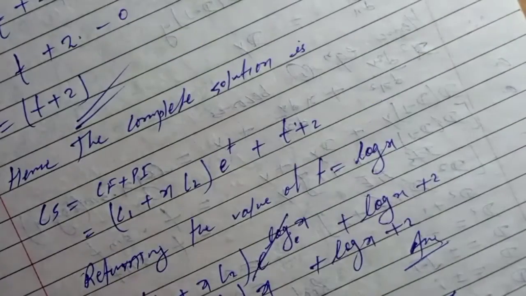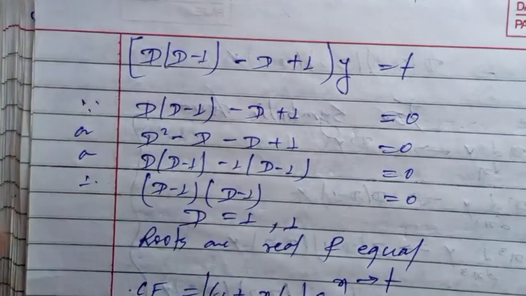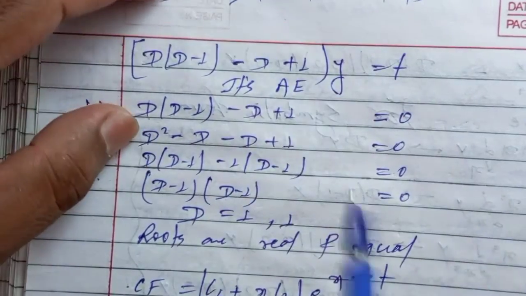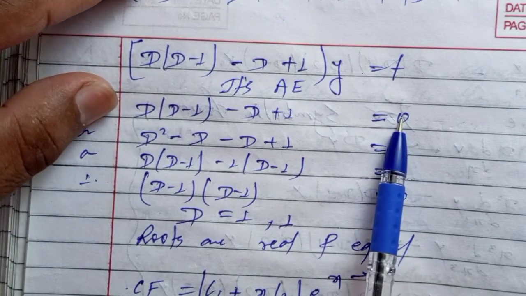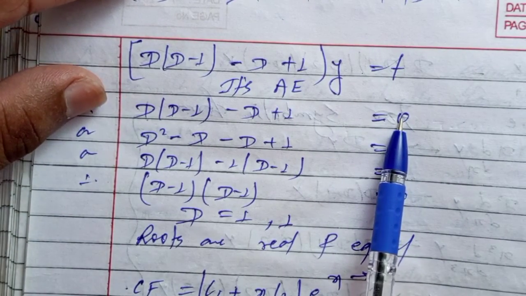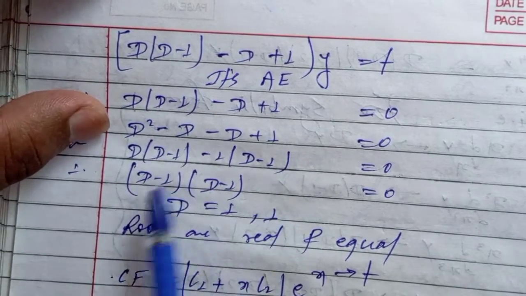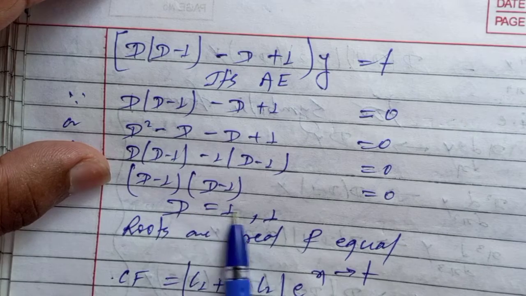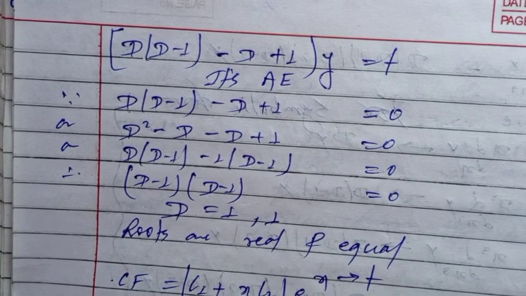First we have to convert it into auxiliary form. This is our symbolic form and this is its auxiliary equation. Auxiliary equation means the coefficient of y is equated to 0. It becomes the auxiliary form or characteristic form. On doing so, we are going to solve this and calculate the value of D, and here we get D equal to 1 and 1, which are real and equal.